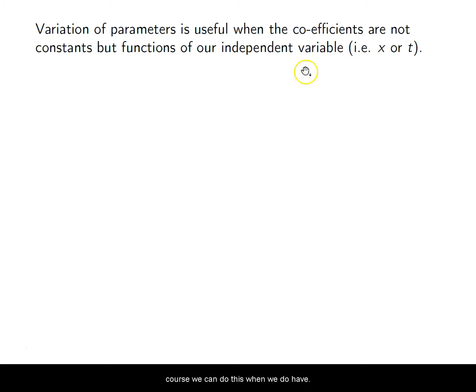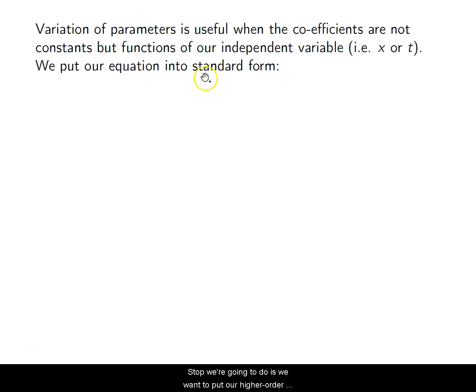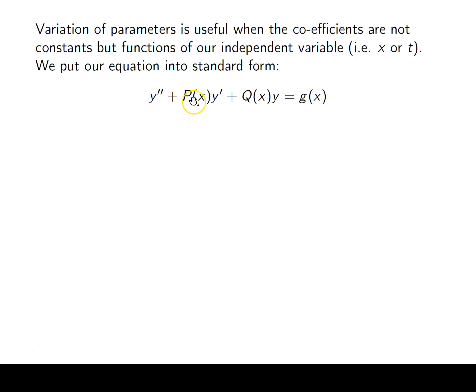Of course, we can do this when we do have constant coefficients, but it's a very useful method when they are not constant functions. So what we're going to do is put our higher order differential equation into standard form, meaning we want it to be monic. We want the first coefficient to be 1, so we would divide everything so that there's a 1 here. Then we have our function of x, and some other function of x, or t if we're talking about time instead of position. We're used to this from the linear methods that we studied in chapter 2, right?